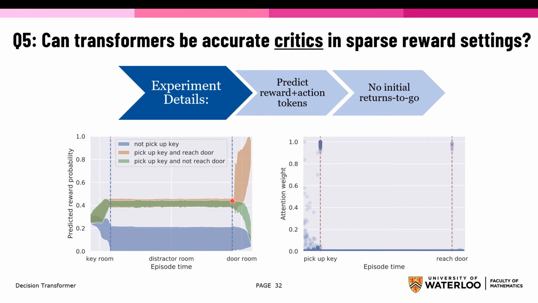And in the last phase, when the model actually reaches the door, the probability of getting a reward jumps to 100%. However, if it does not reach the door, the probability falls to 0%. And as you can see here in the figure on the right, this shows how much attention the model gives to different actions. And as you can see, the model is capable of giving very high attention values to the most important actions done, which are picking up the key and reaching the door.